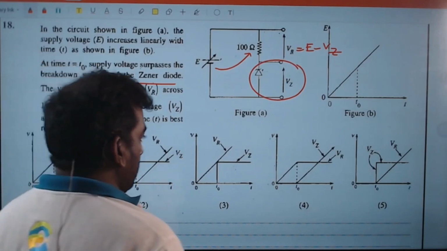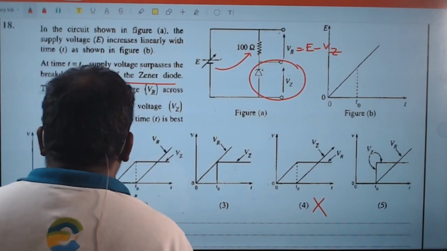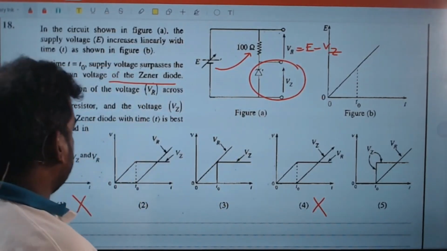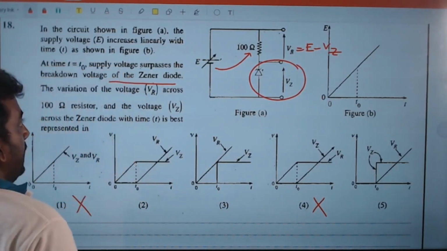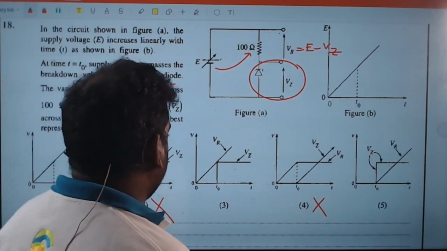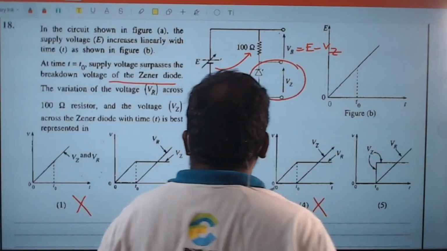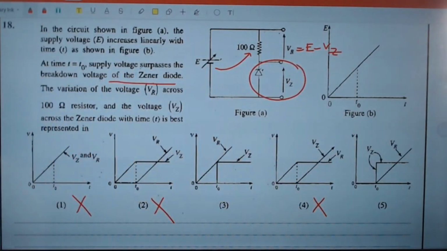So, it can't be this. It can't be this. Initial voltage will be there. It can't be that for R. So, either this and that, 3 and 5. Either 3 and 5.